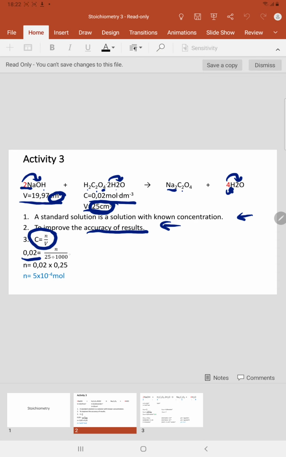We have the volume 25, but it is in cubic centimeters. We always work in cubic decimeters. So we divide by 1,000. We are solving for the number of moles. After we have used the formula, substituted the values, we then manipulate the equation. Once we manipulate the equation, we find the number of moles to be 5 times 10 to the minus 4 moles.